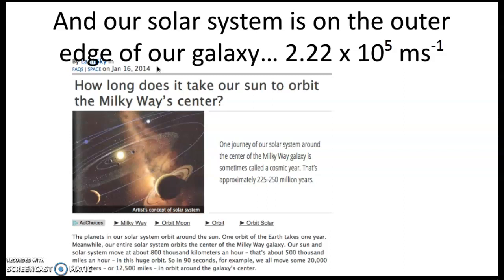So that's 220,000 meters per second. So if you're ever out for a walk with somebody and they say, can you hurry up? Say, look, I am doing 220,000 meters per second. That's how fast you're actually traveling.